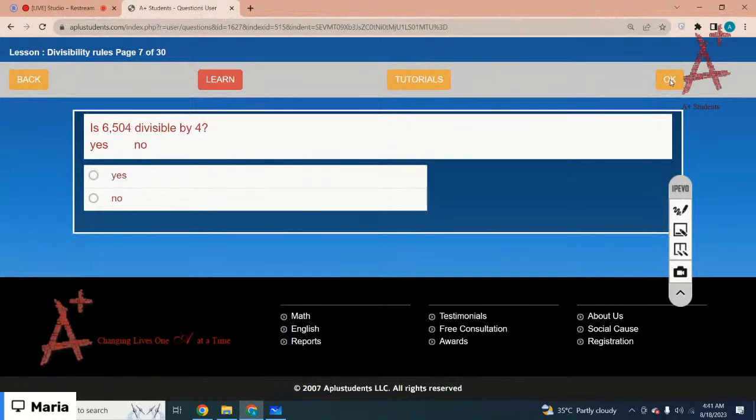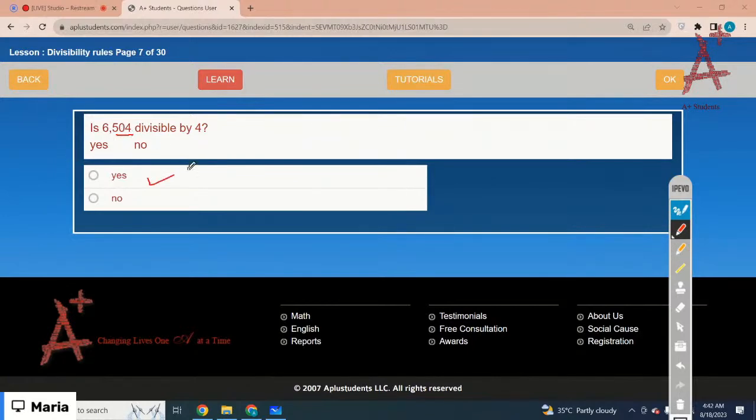Is 6,504 divisible by 4? The divisibility rule for 4 is you have to look at the last two digits. If the last two digits are divisible by 4, that means the number is divisible by 4. You can see the last two digits are 0 and 4. 4 times 1 is 4, right? That means yes, it is divisible by 4. The correct option is yes.